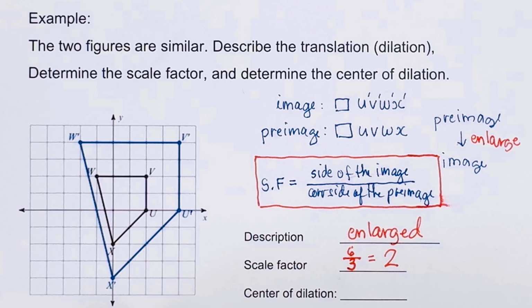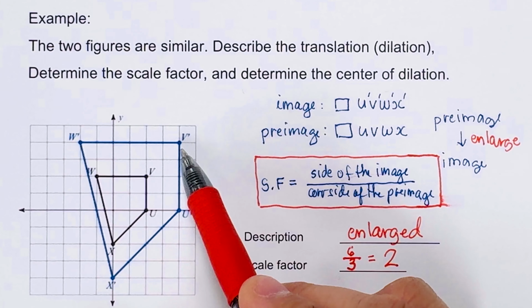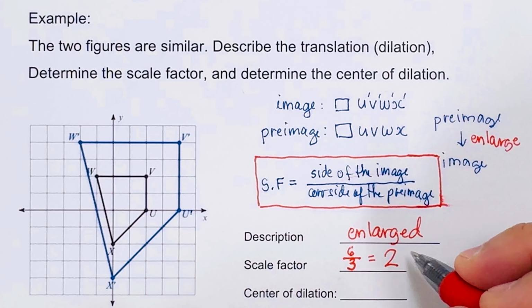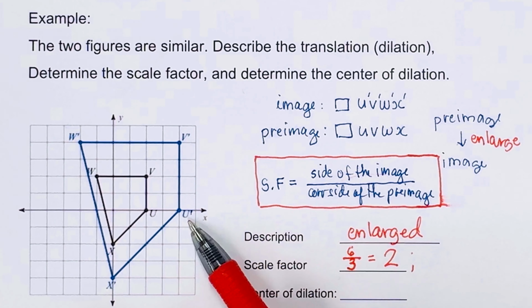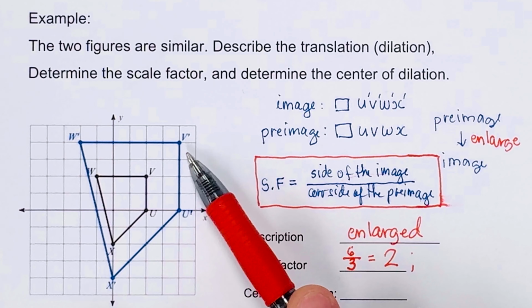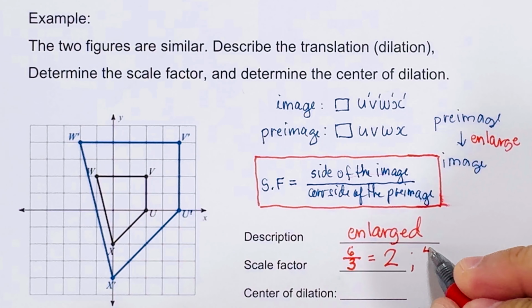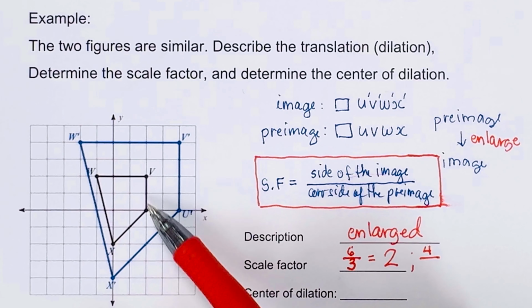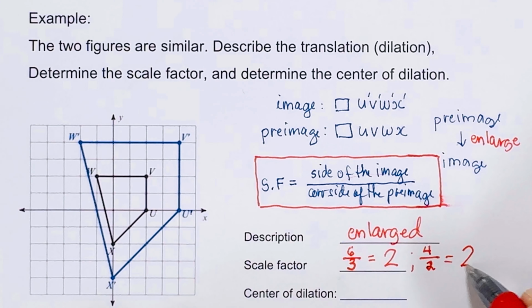Now others can ask, what if I'm not using WV? What if I use VU? Will the answer be the same? Let's see. Let's use VU. We start with the image, the blue one. So 1, 2, 3, 4. So we get 4 over the corresponding side of the pre-image. That's 1, 2. So 4 over 2 is still 2.